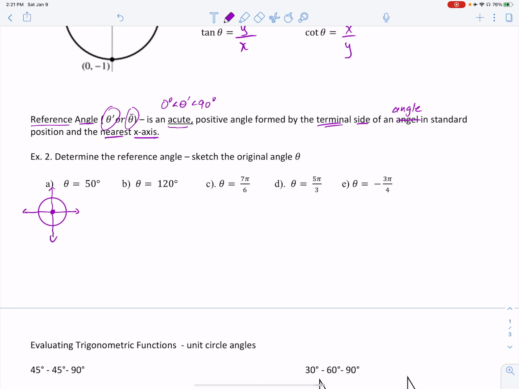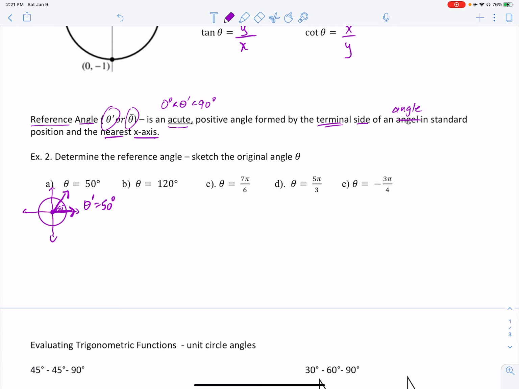And so we have the initial side. And 50 degrees is a little bit more than 45. And so this angle already is a positive acute angle. So theta, the reference angle, is itself because it's already an acute angle.